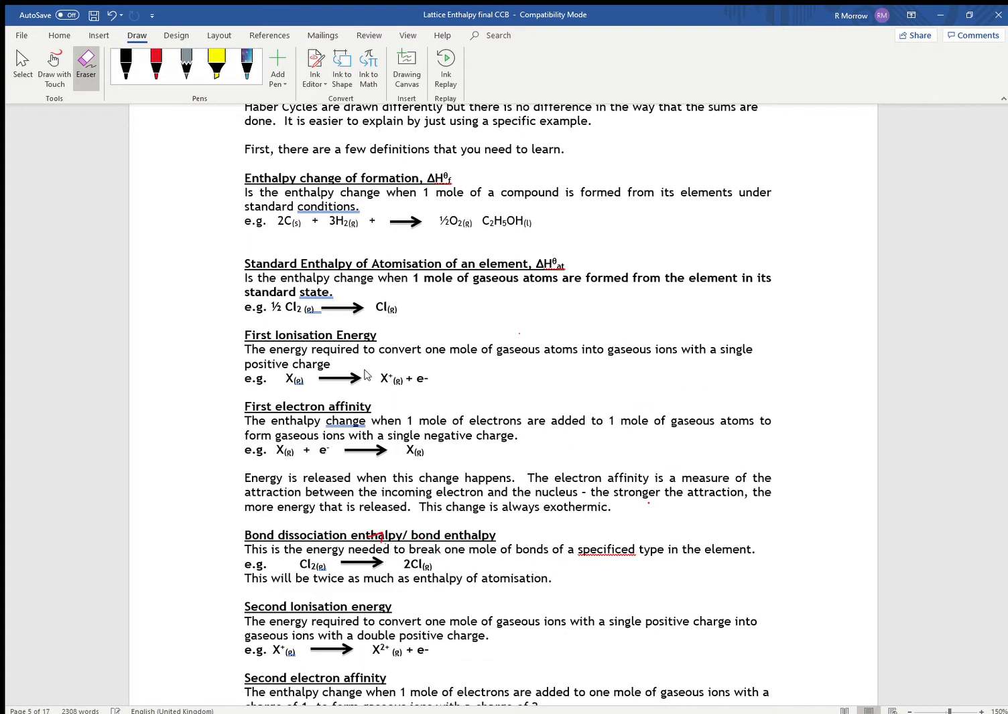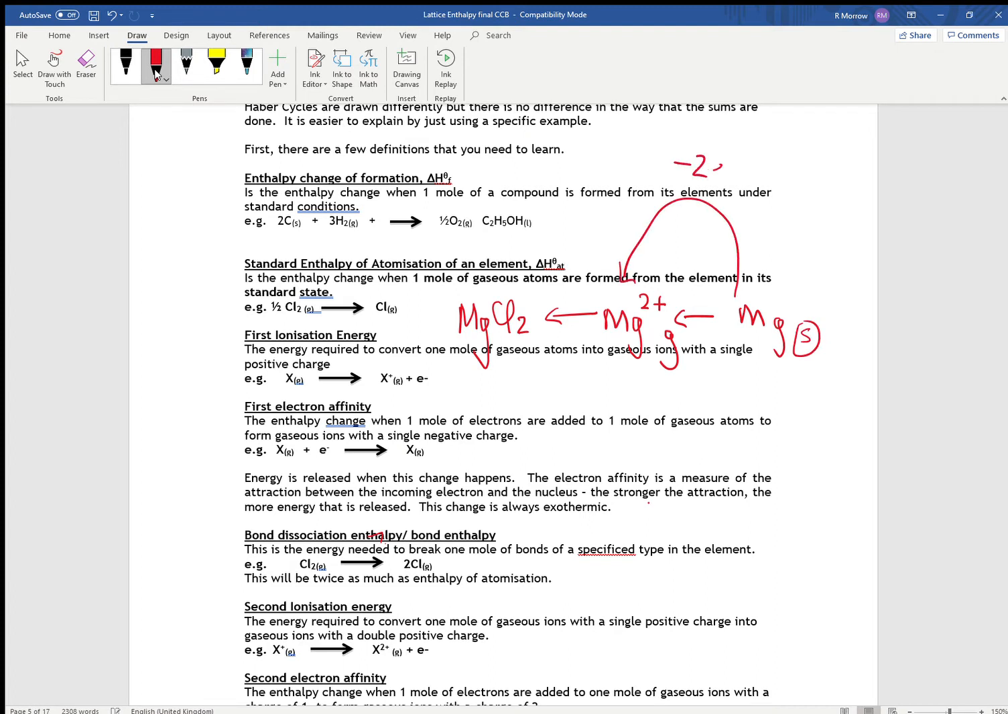The other thing we covered whenever we were doing our calculations was, let's go back to magnesium chloride again. In magnesium chloride, you will know that it has to be made from magnesium ions. We would start with the gaseous magnesium ions, and we would start with magnesium solid. So in order to get from there to there, you have to lose 2 electrons.